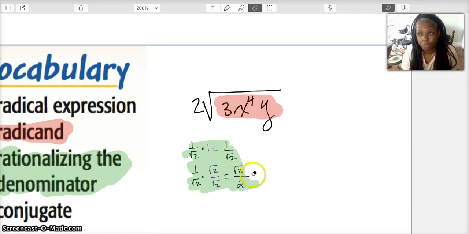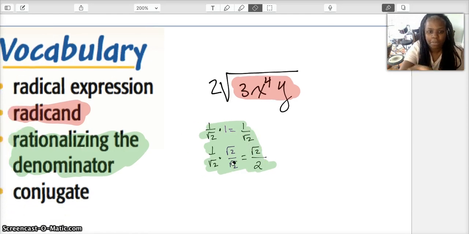That's 1.414, I think. So 1.414 something something. So a little bit more than half. The square root of 2 over 2 is a little bit more than half. Whereas this is a little bit harder to think about. And as I said before, easier for computation.